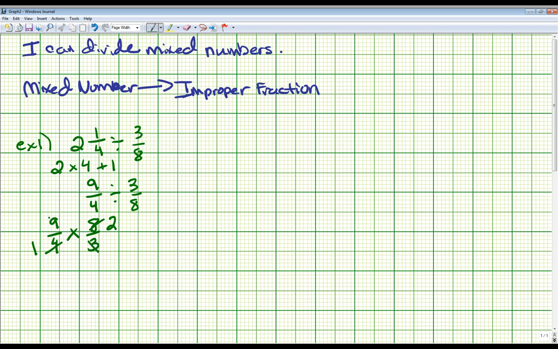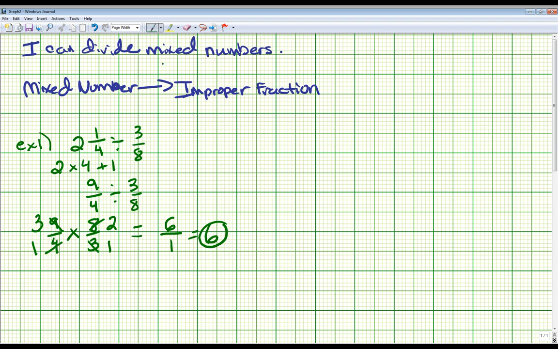I know that 3 can go into 9. 3 can go into 3 one time. 3 can go into 9 three times. So now that I've simplified, I can multiply my numerators. 3 times 2, which would give me 6. And my denominators, 1 times 1, which would give me 1. 6 over 1 is the same thing as saying 6 wholes, which would be our final answer. Next, we'll take a look at example 2.